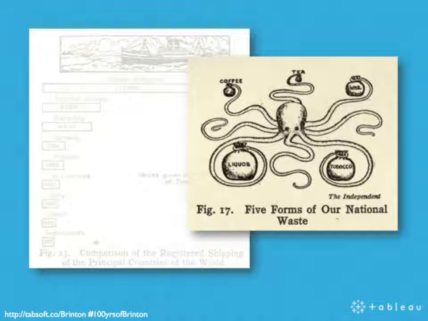Next to the chart with the ship, or near the chart with the ship, Brinton also used this as an example of the two ends of the spectrum.